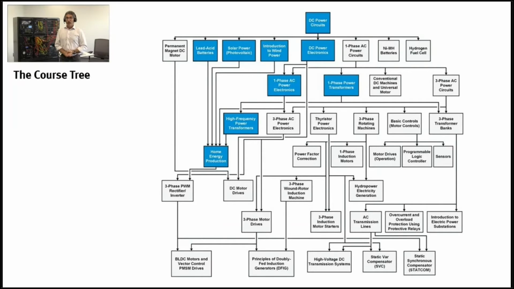The boxes that are highlighted in blue here are the ones that correspond to the topic that we will be talking about today, home energy production. So for a student to be able to understand everything that is presented in this home energy production course, which is the blue box at the lower left, you can see that the student needs knowledge in all the previous topics. So DC power circuits, power electronics, lead acid batteries, wind power, solar power, and some AC, also power electronics.